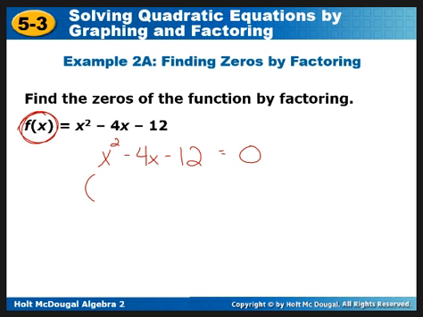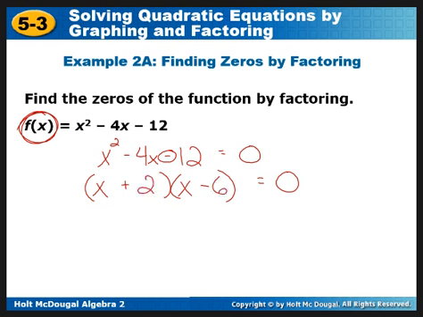So I'm going to go straight to my two sets of parentheses. I'm going to leave it set equal to 0. So the first spot, x and x are what give me x squared. I know my signs are going to be different because of this sign back here. Now I need factors of 12 that could basically give me a difference of -4. So I'm looking at 6 and 2.